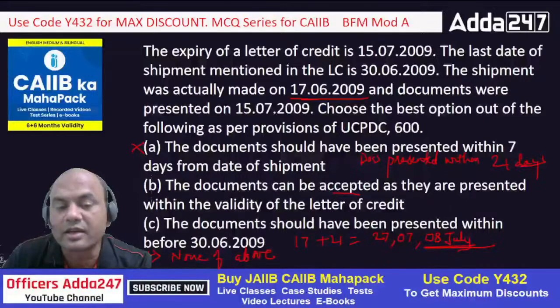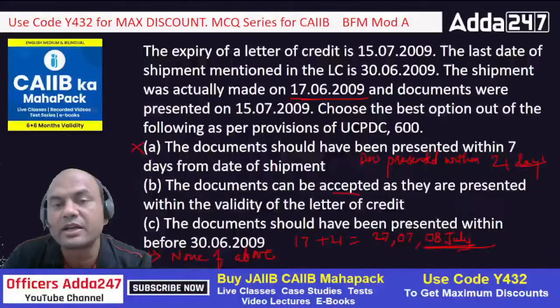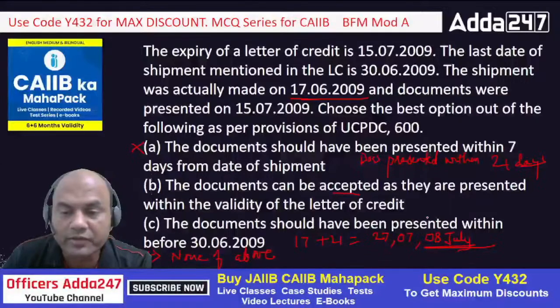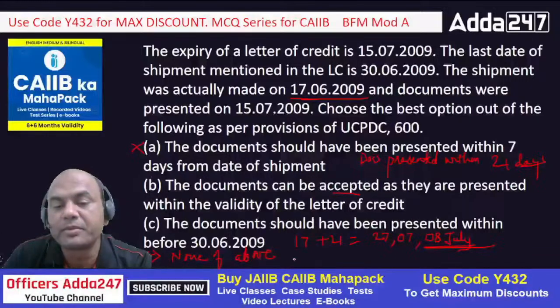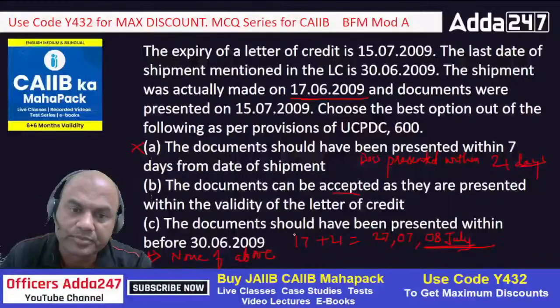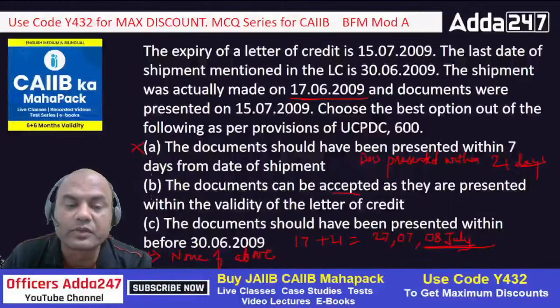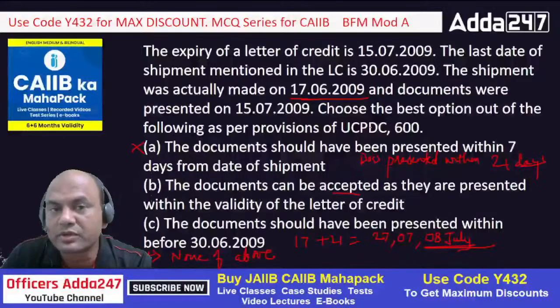So actually, the correct answer that should have been given over here is that the document should be presented before 8th of July. If it is given as on or before, even on 8th of July it's acceptable. So if option D had said that the document should be presented before 8th July 2009, then that would be the correct option. So right now it is none of the above. Everyone understood the concept?